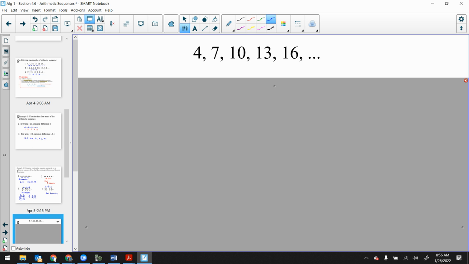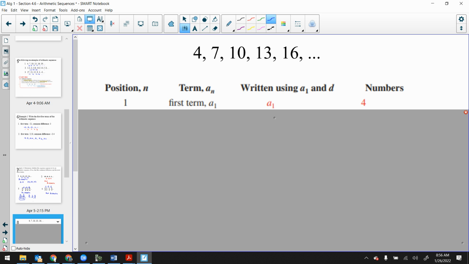Look at this example. 4, 7, 10, 13, 16. What's my common difference, everybody? 3. Where did I start with this sequence? 4, right? So I started with 4. That's the first term, what we would call a sub 1, right? That's our first term, a sub 1. My next term, what did I do to 4 to get to my next term? Added 3.